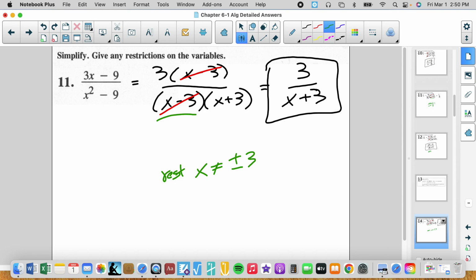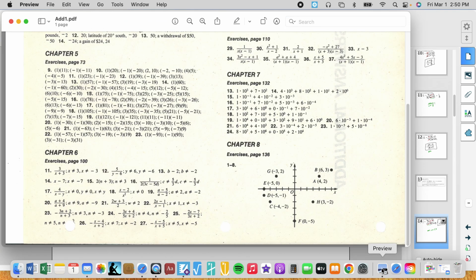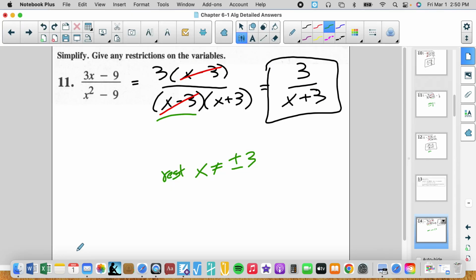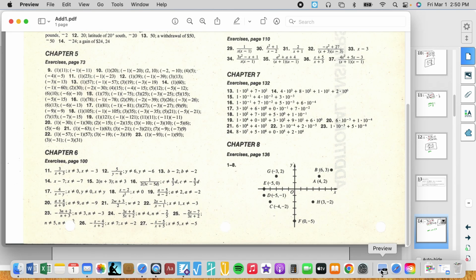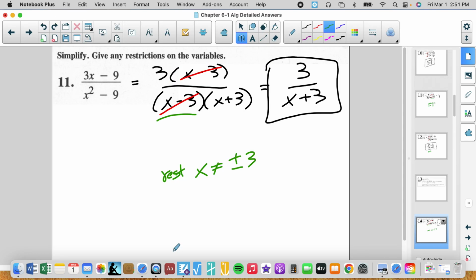So the restriction for number 11, let's see what it says. Oh, it's just +3, huh? Just 3. That's interesting. All right. So it's just, whoa. The restriction is what? +3, not -3, because that one stayed there. It didn't cancel. That's interesting. So it's just +3.